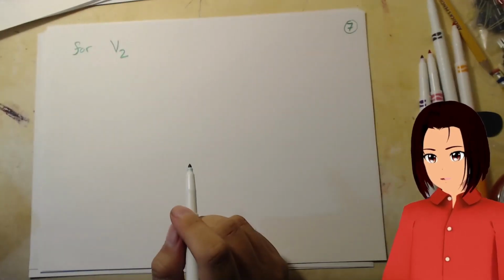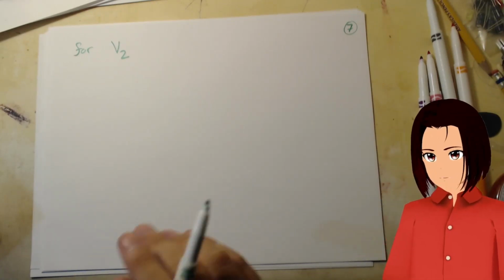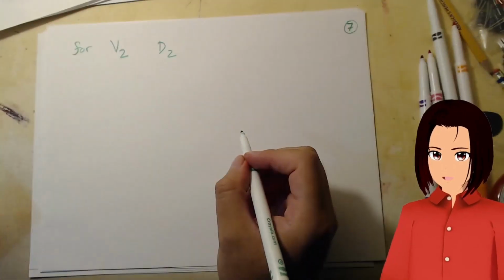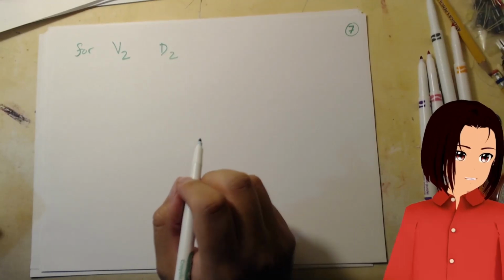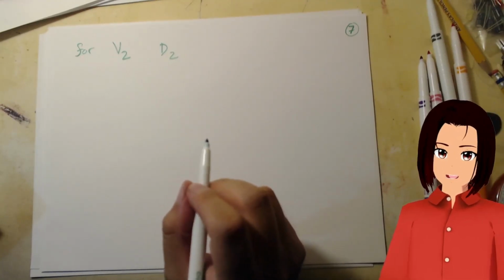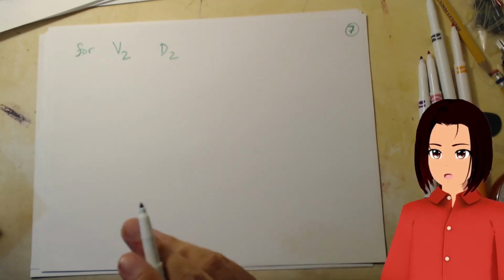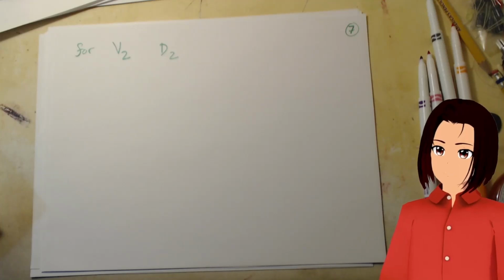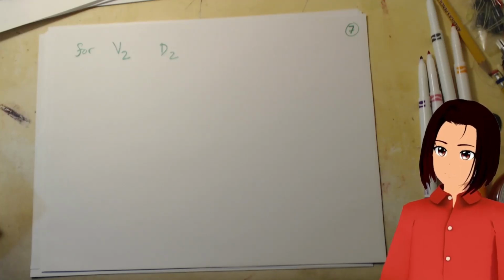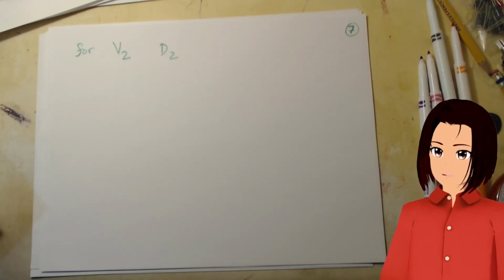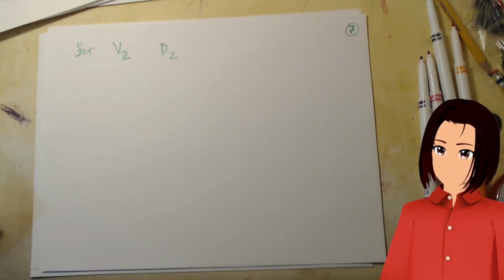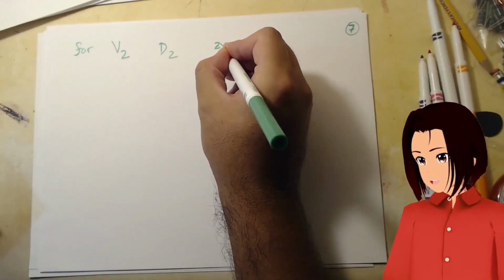So for V2, we need to find V2, but we need to find D2 as well. So the way we do that is, okay, regularly we would find our D, like our area below the curve on the XY plane. But for this one, we're going to think of the ZY plane as the base. So ZY base.